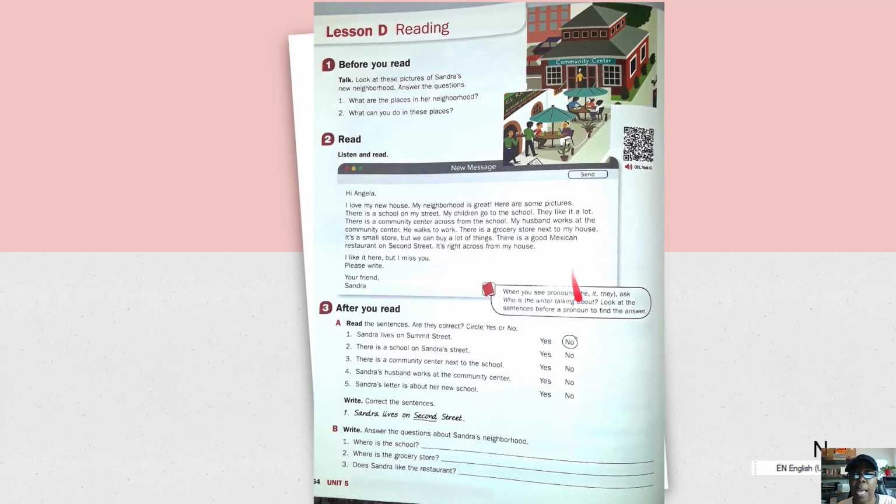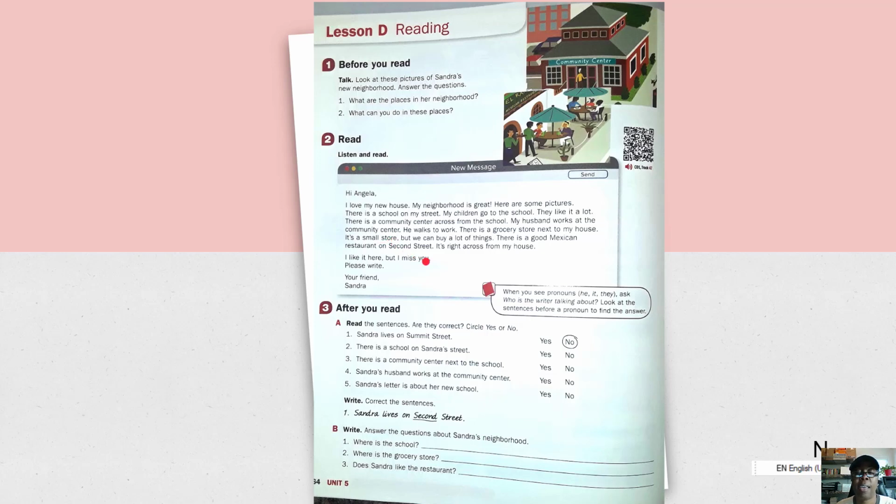And then let's see what else we have. Okay, so here we have another it. It's a small store. So let's look at the sentence before it's a small store. It says, there is a grocery store next to my house. It refers to the grocery store, obviously, because it says it's a small store.